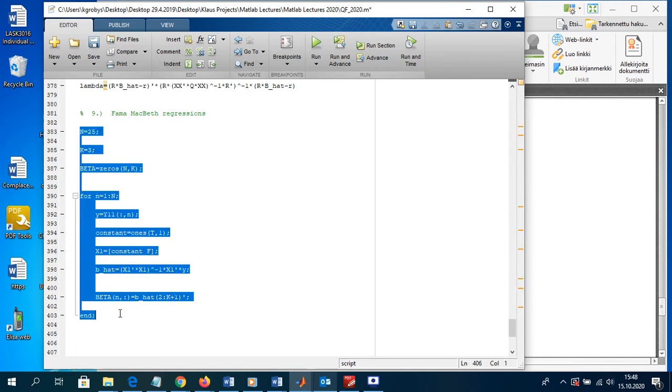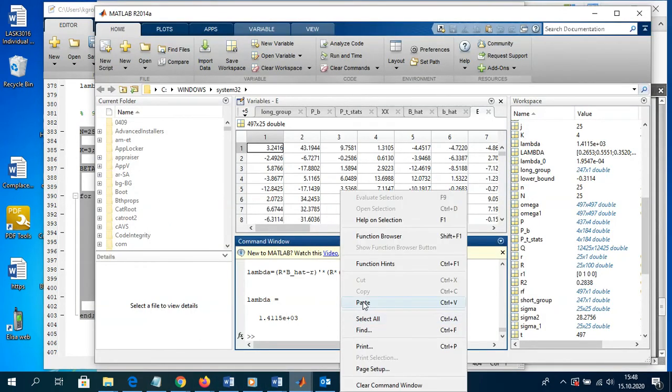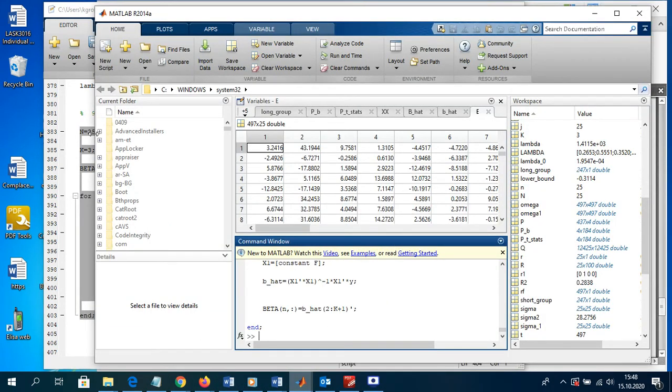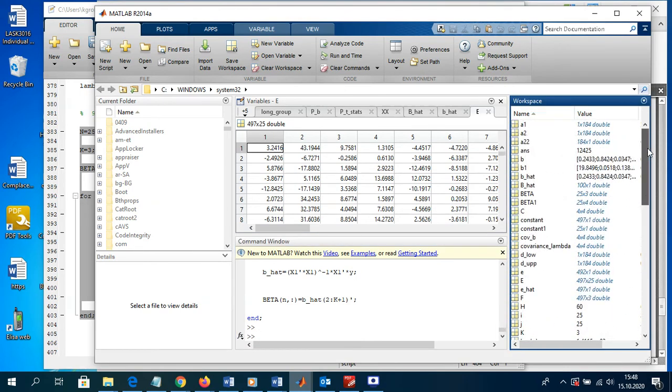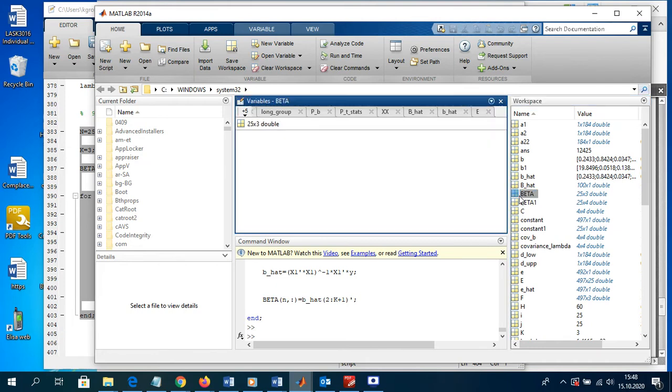Let's copy what we did so far into the command window. Let's see what comes out. So let's check where's our beta. It should now obviously be a 25 by 3 matrix, right? 25 by 3. And this is exactly what comes out.